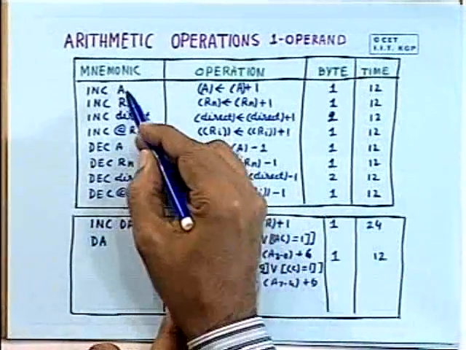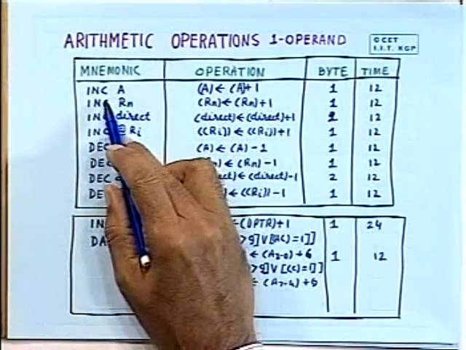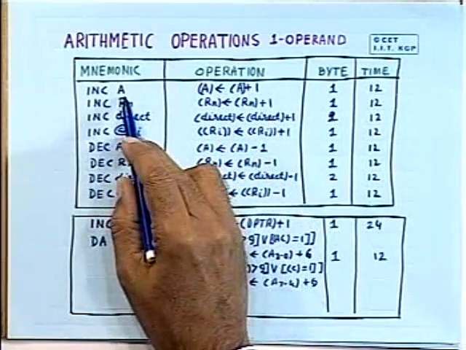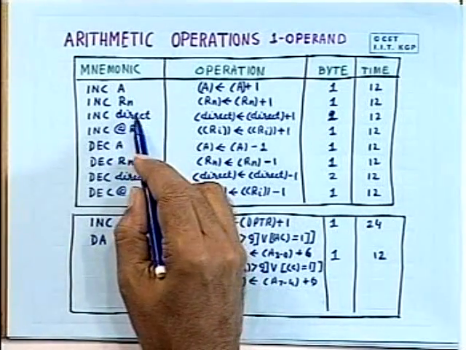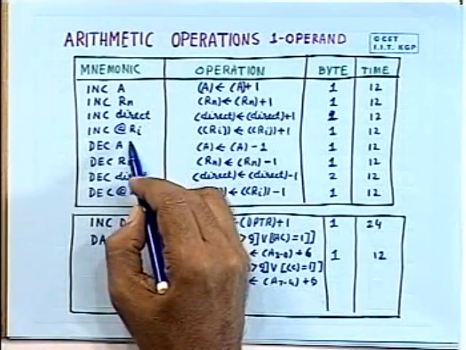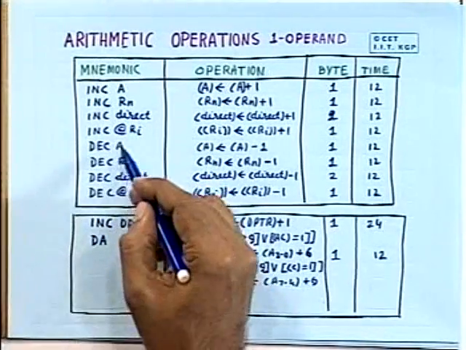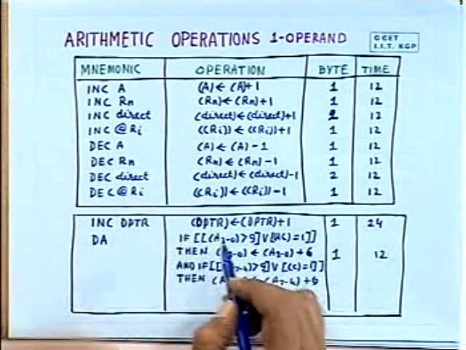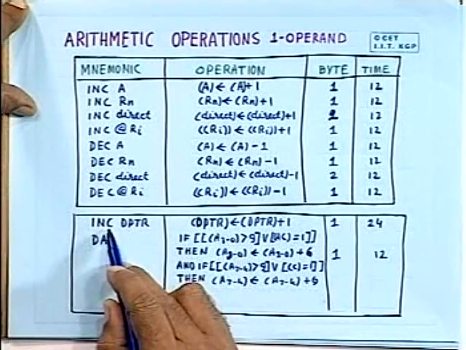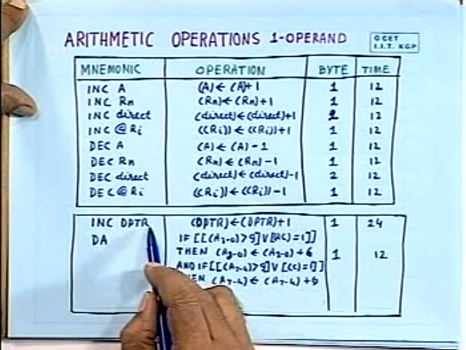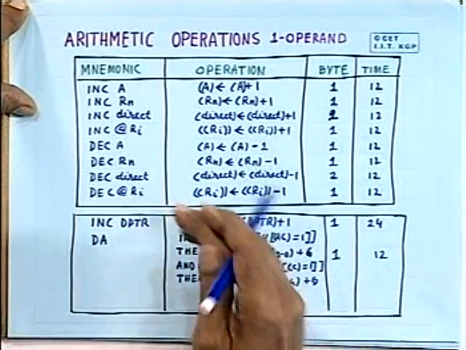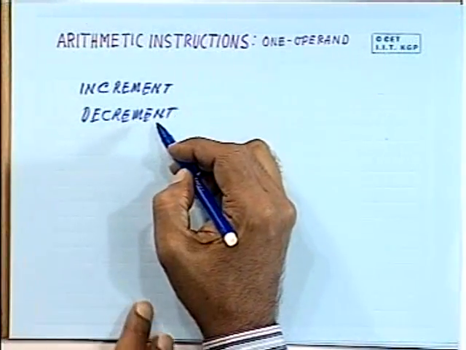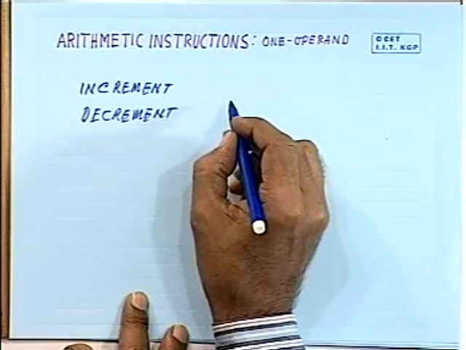You can see here increment. You can perform the increment operation on the accumulator, any one of the selected registers, or a memory location selected by direct address or by indirect address. Similarly, you can do the decrement operation, and also you can perform the increment operation on the data pointer, which is a 16-bit register. So these are the two basic single operand instructions available, increment and decrement, and you can represent it pictorially.